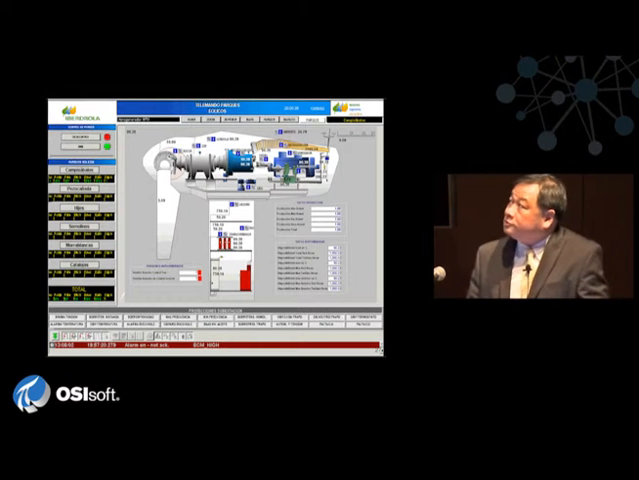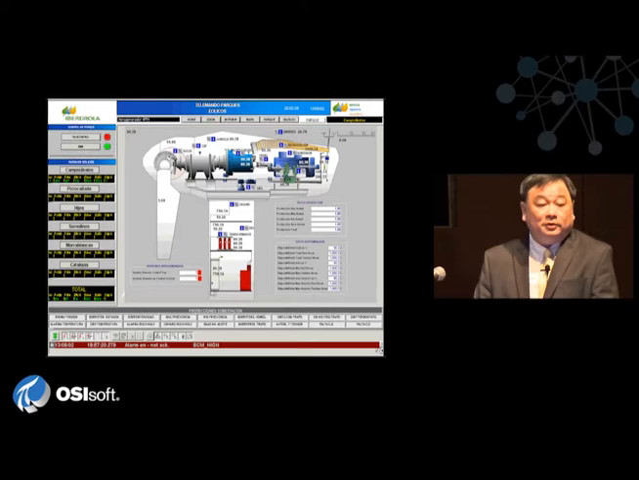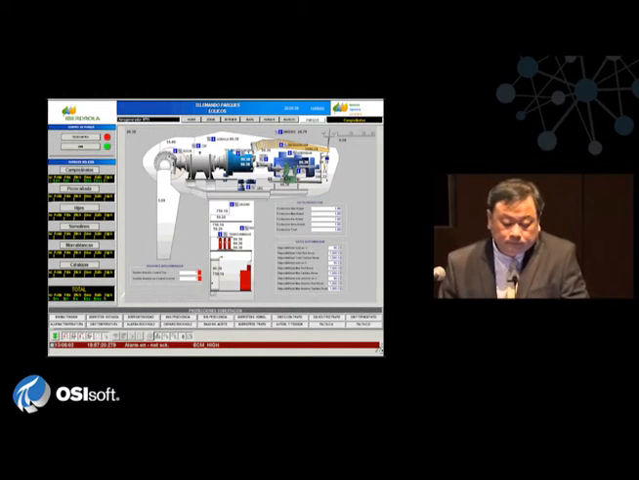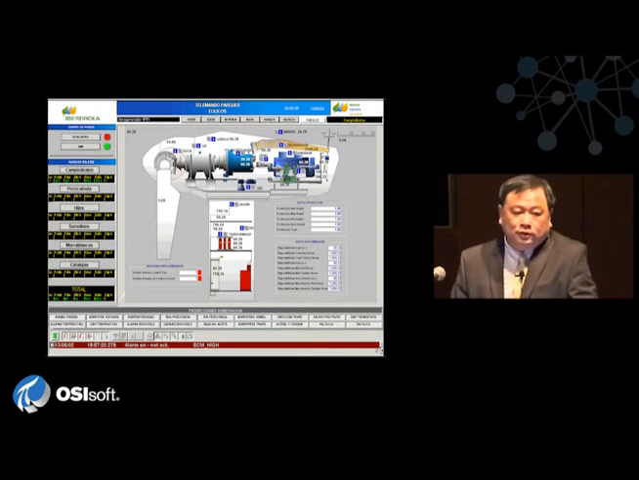Well, this is a nice picture provided by our customer Iberdrola of the wind turbine monitoring display. As you may know, a wind farm is always in a remote area, so central monitoring is widely used, and PI does that.